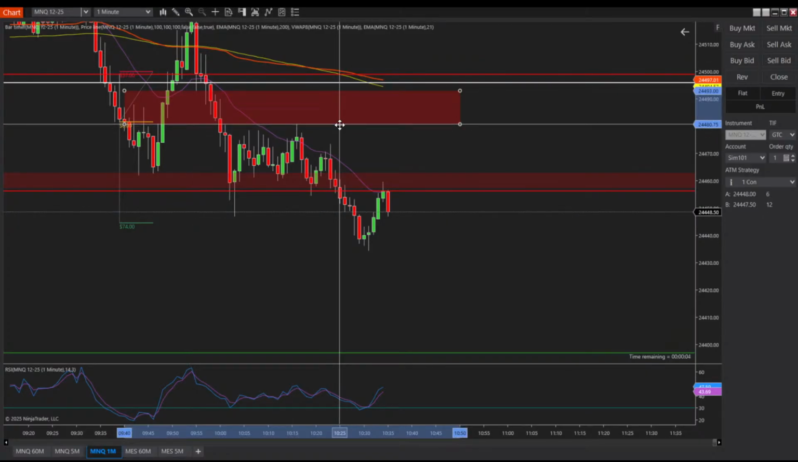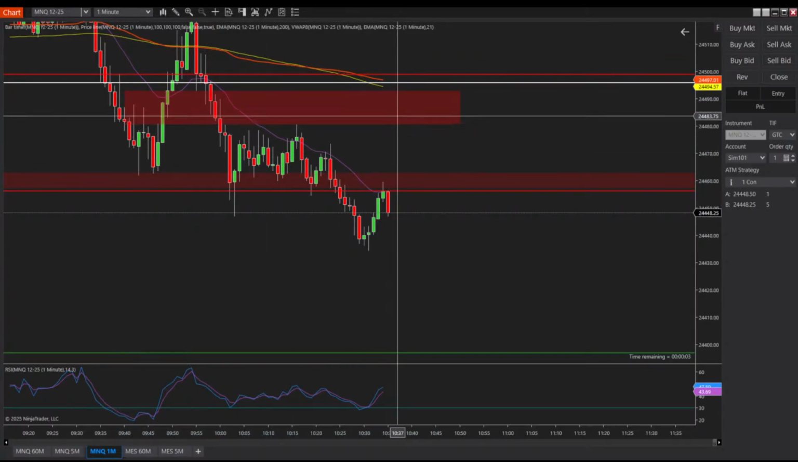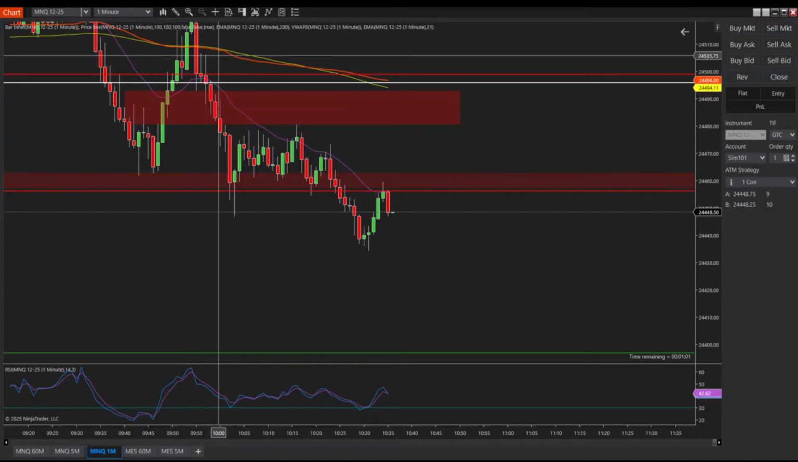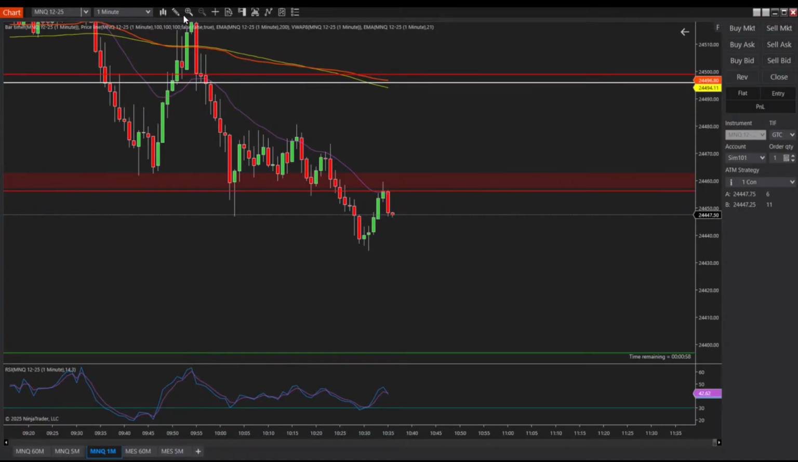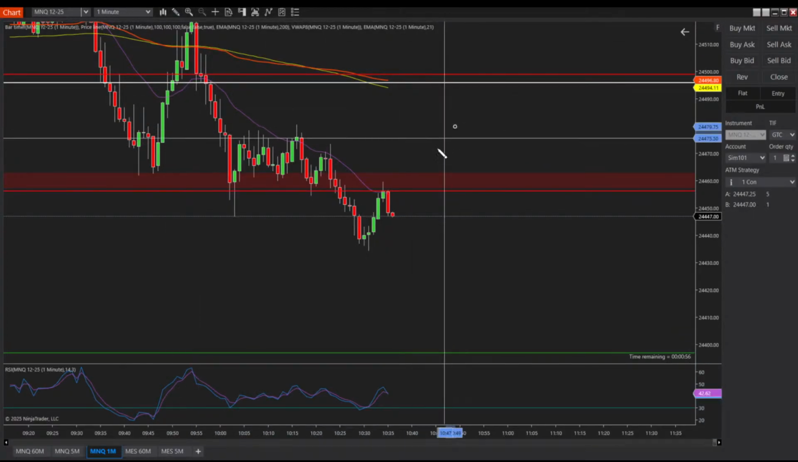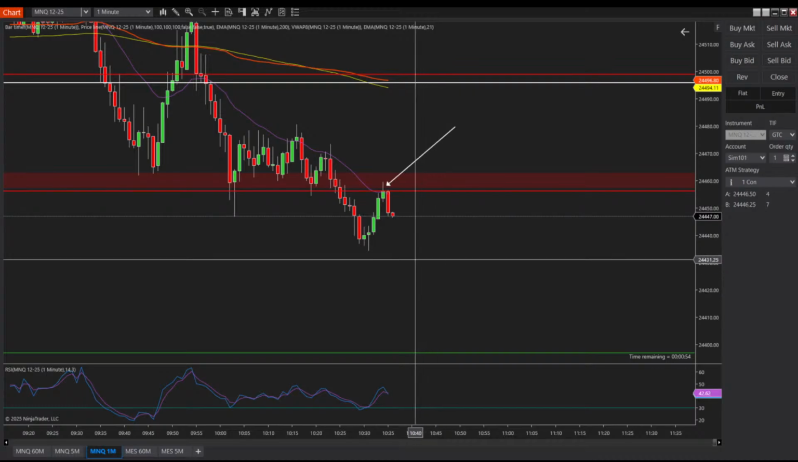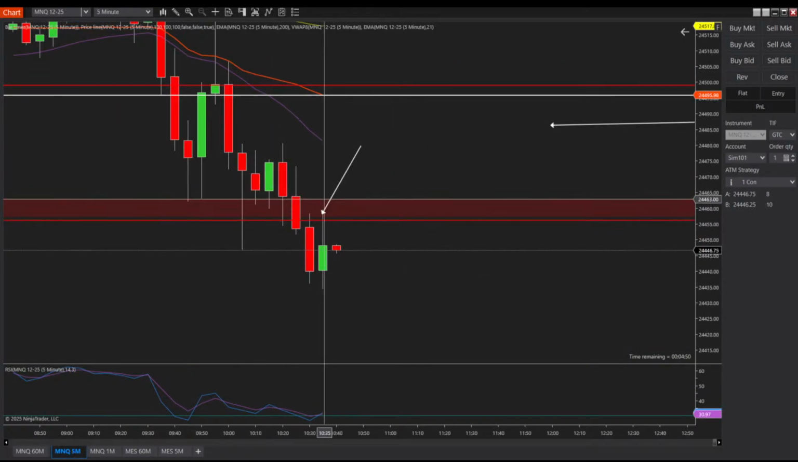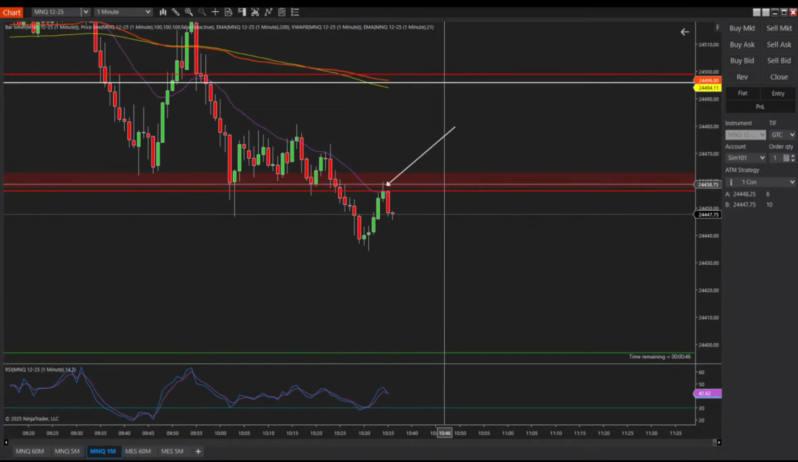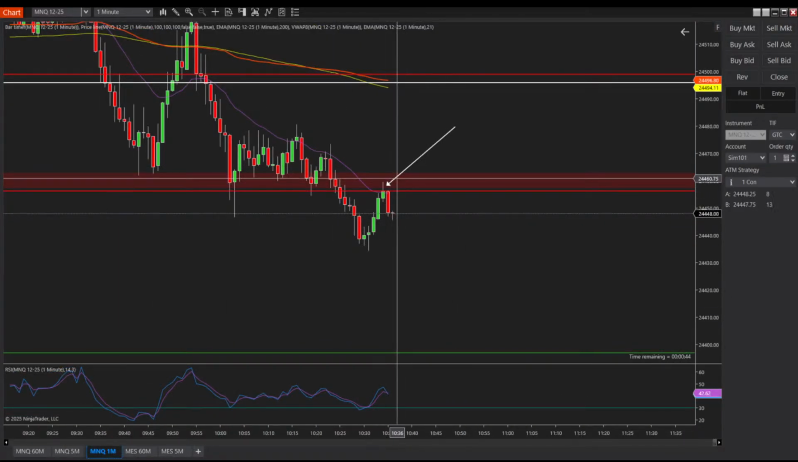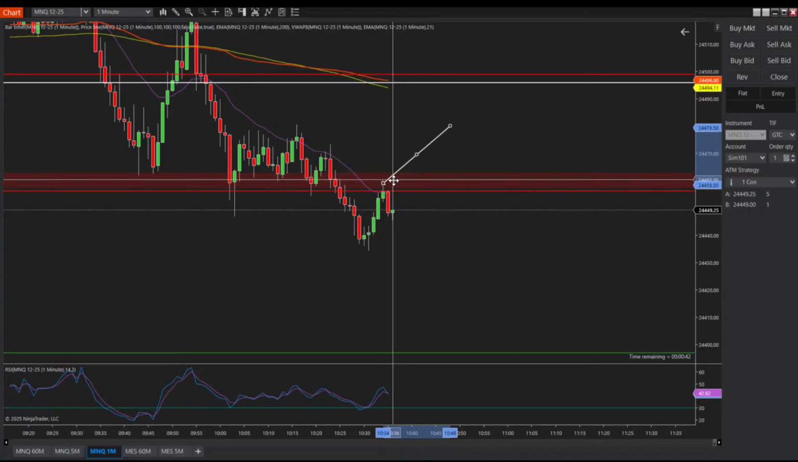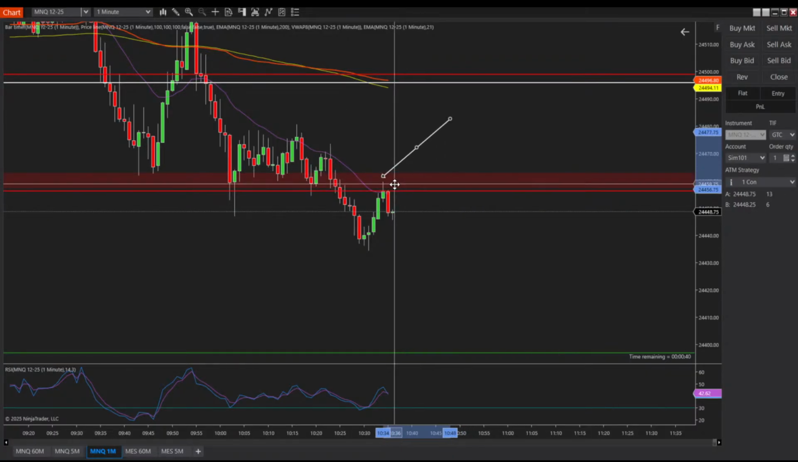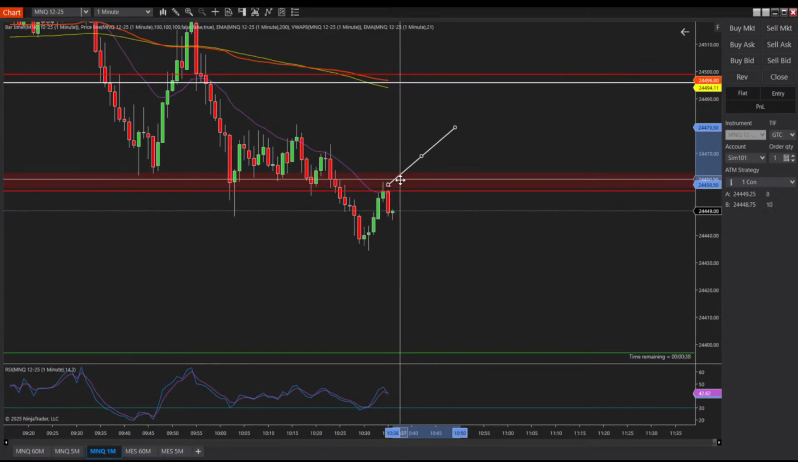Let's just focus on the here and now. Let's take this away. It's right here. And I'm looking for a reaction to this area right here. And as I'm going down to the 1 minute, I can see that we're getting a reaction after touching this point of interest.